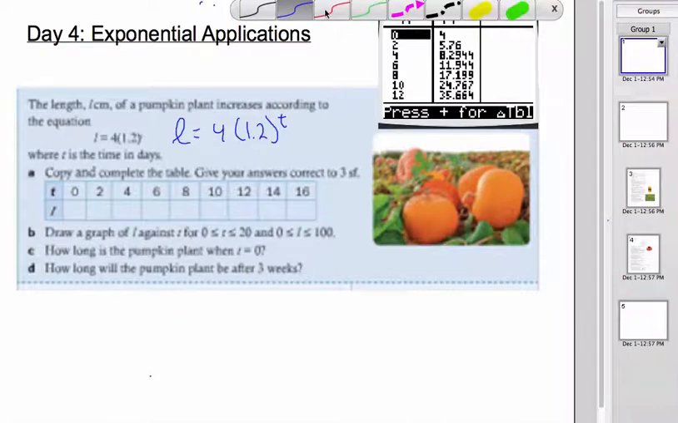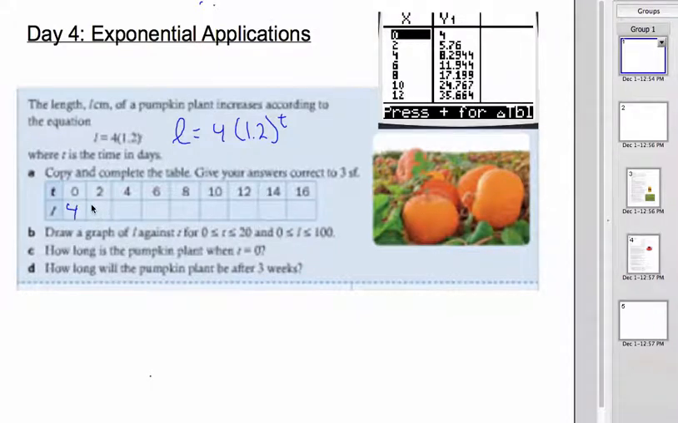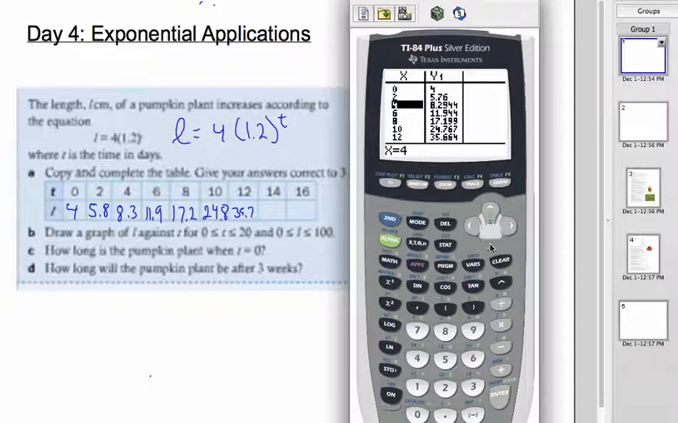Alright, so at 0, the initial length of the plant is 4, and then it's going to be 5.8. I'm going to use two significant figures here because I don't have much room. After 4 days it's 8.3. After 6 days it's 11.9. 8 days 17.2. 10 days 24.8, with just one decimal place to keep it nice and accurate. 12 days, 35.7. And I need a couple more values on the calculator, so I'll scroll down here.